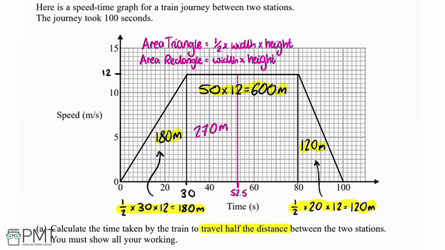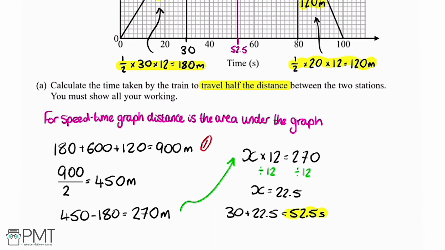We get our first mark for starting to find the area under the graph, so looking at the area of the individual shapes. We get our second mark for getting that to add up to 900. Then we get our third mark for going through this process to get the 22.5 value. Then we get the fourth and final mark for using that to find out that it's 52.5 seconds.